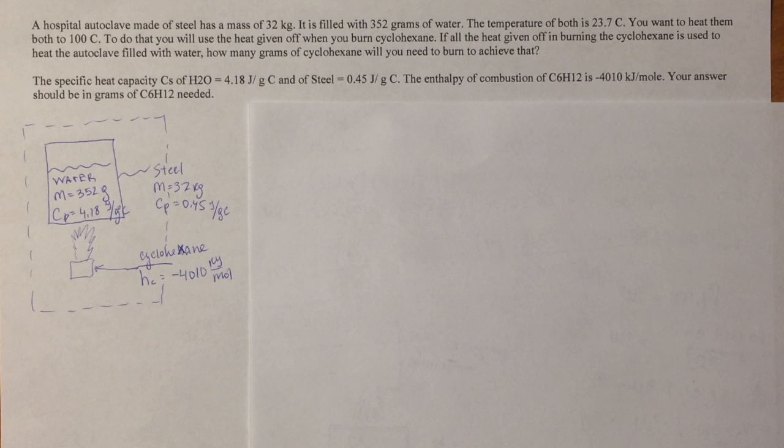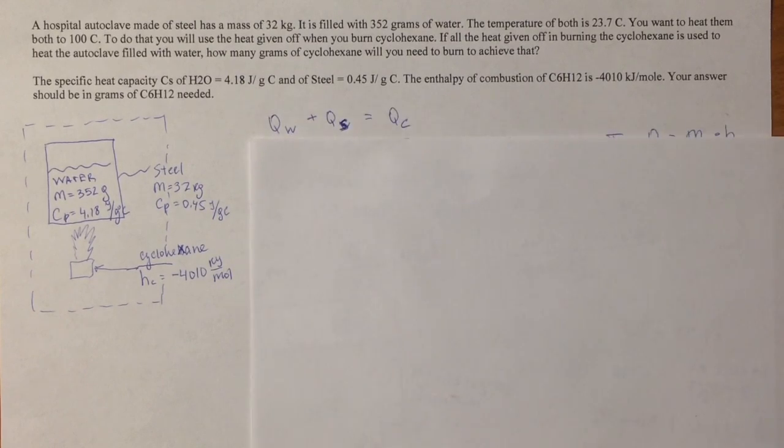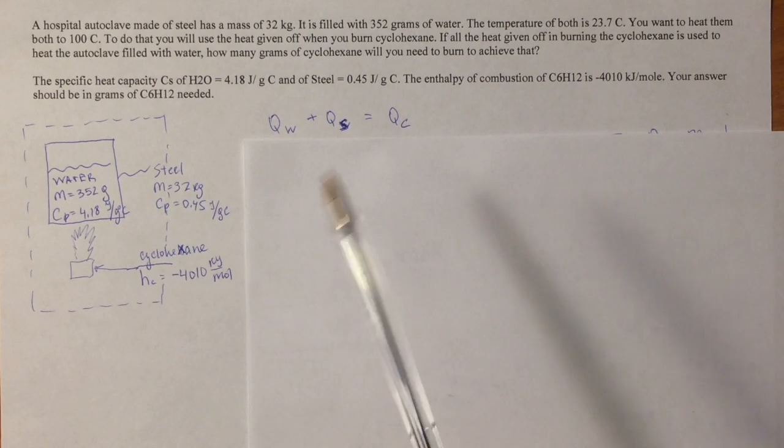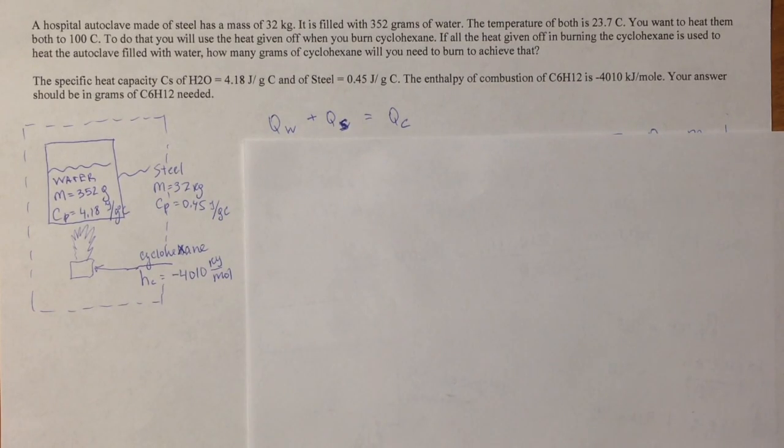Here we'll need to set up the energy exchange equation for the closed system. Basically, the heat will be given off by the cyclohexane and taken up by the water and steel. So the energy required to heat the water and steel will be equal to the energy given away by the combustion of cyclohexane.